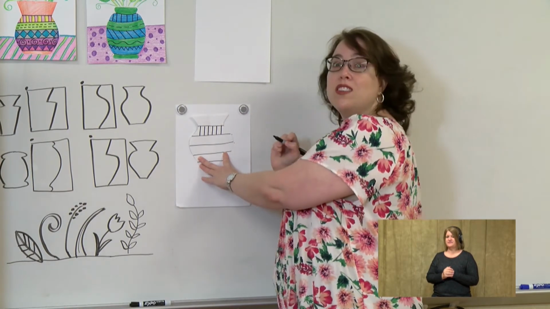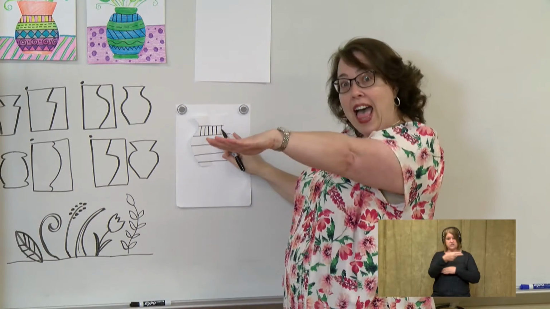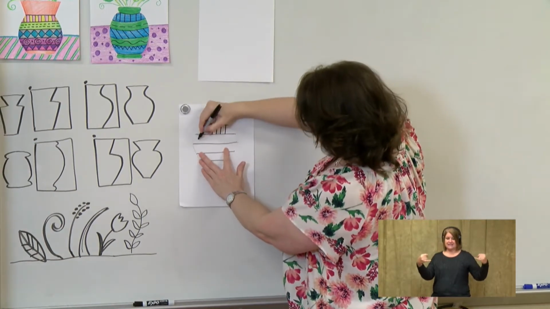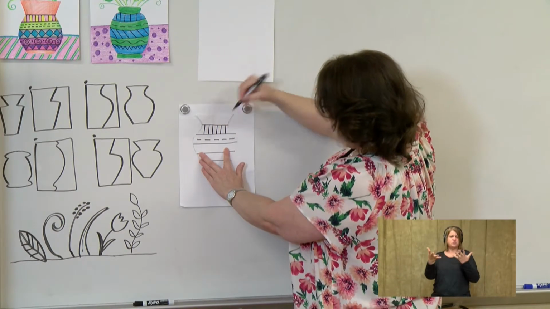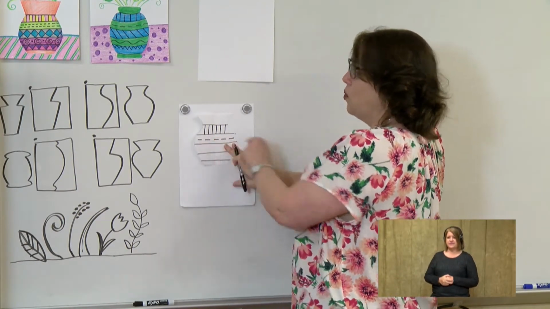All right, what about horizontal lines? Remember those are flat, they go straight out, they're kind of like a pancake. Let's draw some horizontal lines, as many as you want. Okay, so we have vertical and horizontal.